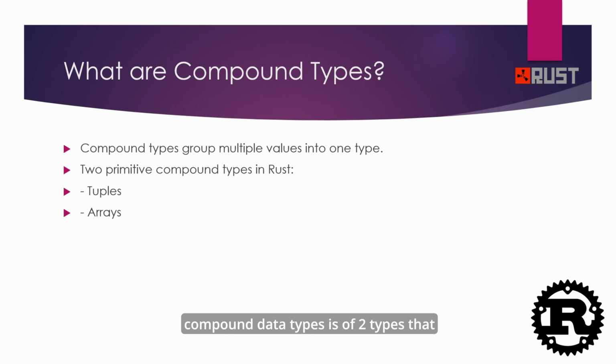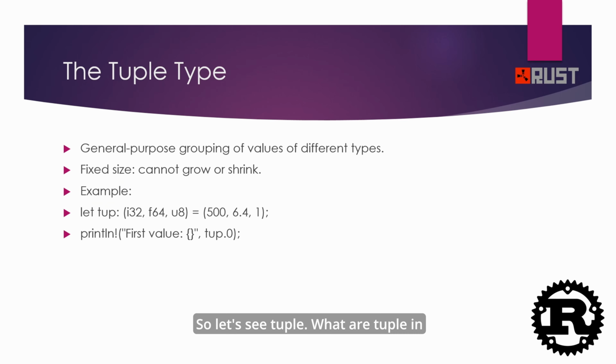First, compound data types are of two types. The first one is tuple, and the second one is array. First, we take tuple. So, let's see tuple.